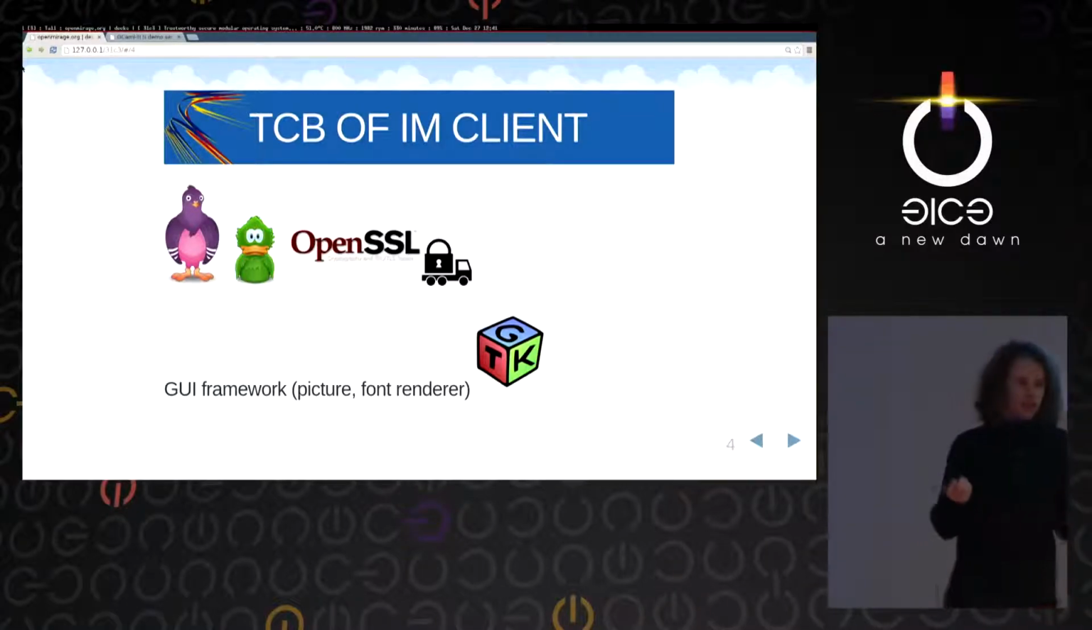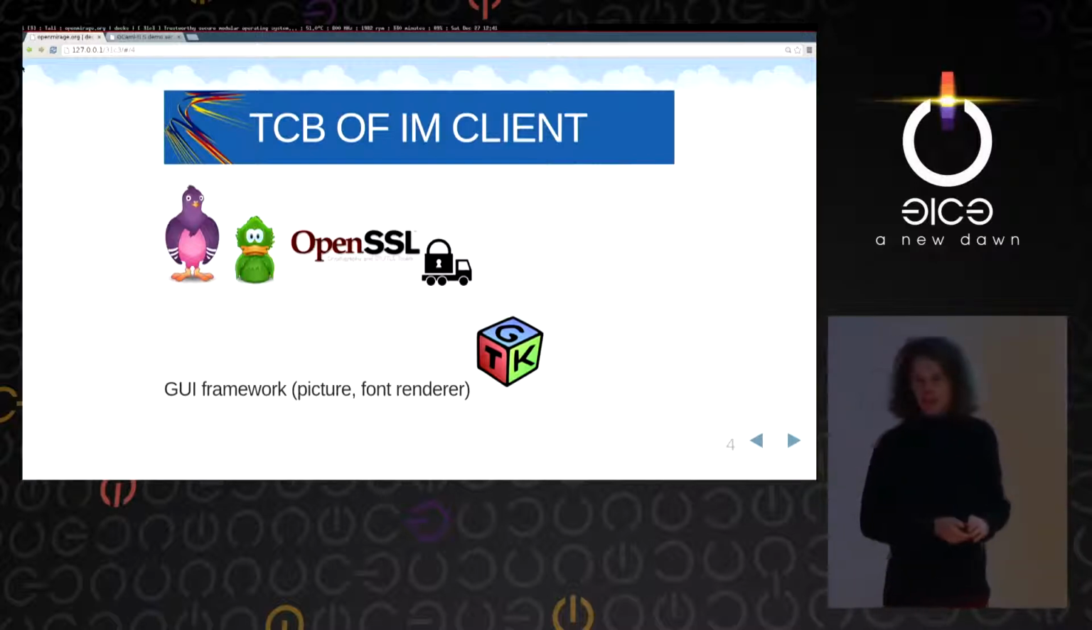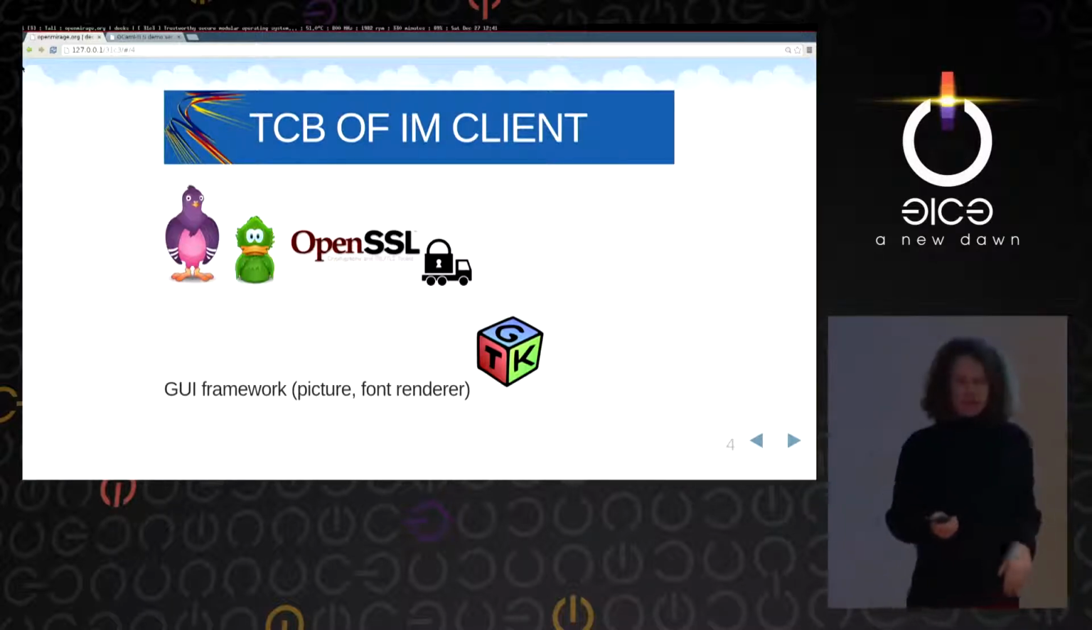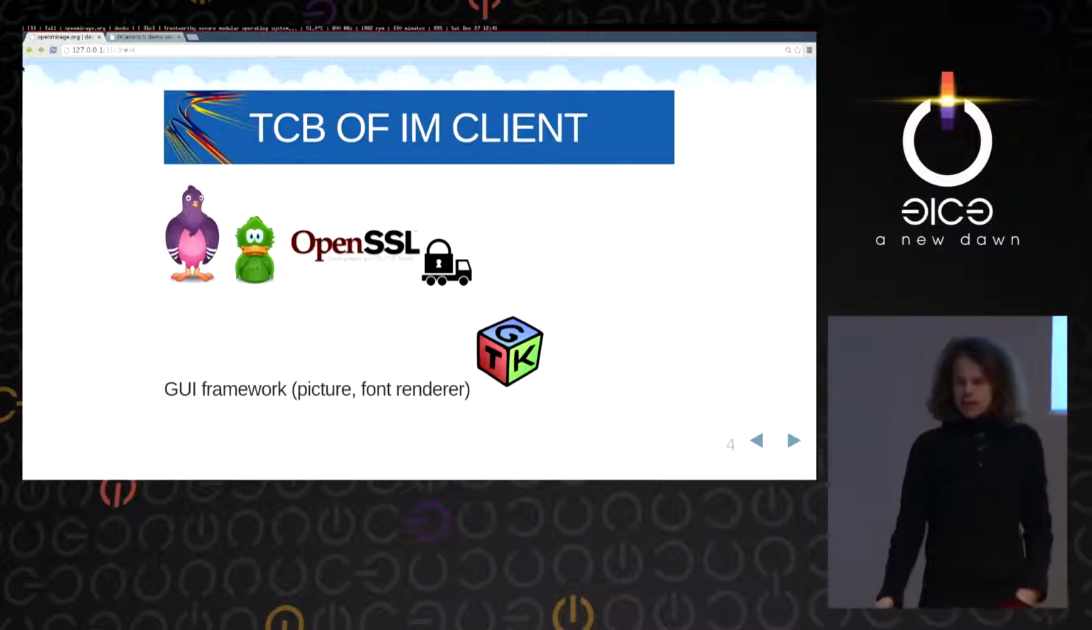As a next step, we're not quite finished yet. We have the graphical user interface framework, which is most often used in such a client, such an XMPP client. And the graphical user interface actually contains stuff which parses arbitrary binary data, like pictures and fonts, and needs to render fonts and so on. And obviously, there have been bugs in picture parser libraries like libpng, like libjpeg. So this is also part of our trusted computing base. So it grows, and it grows even bigger.